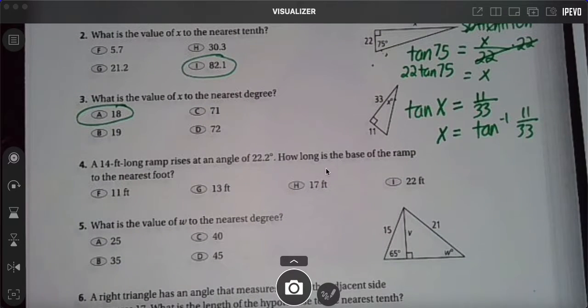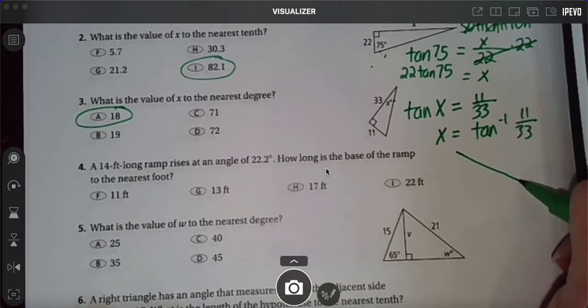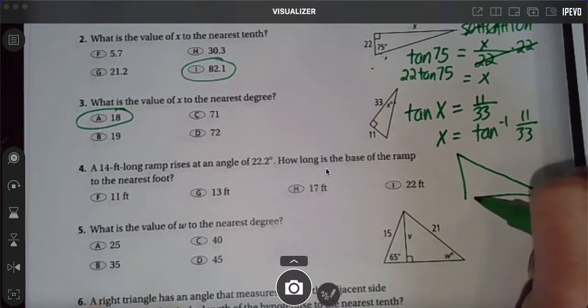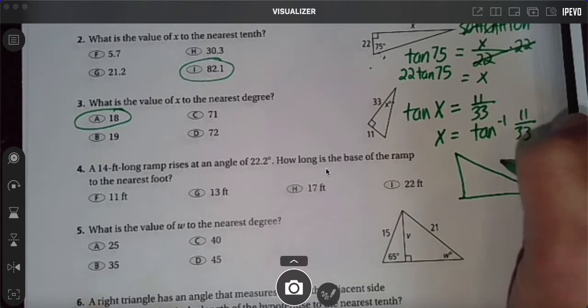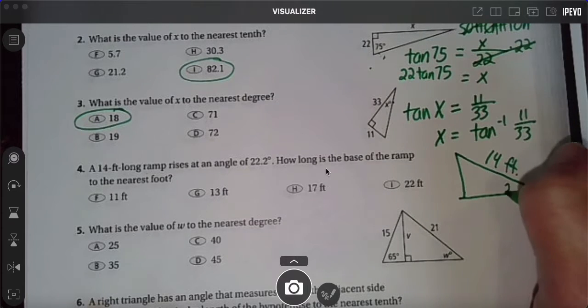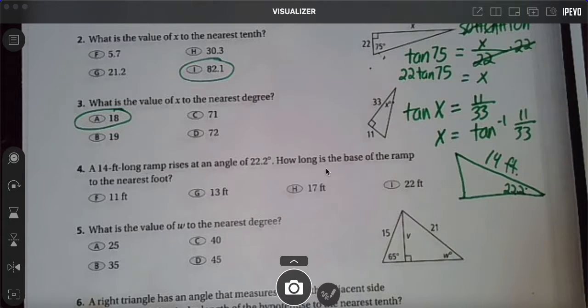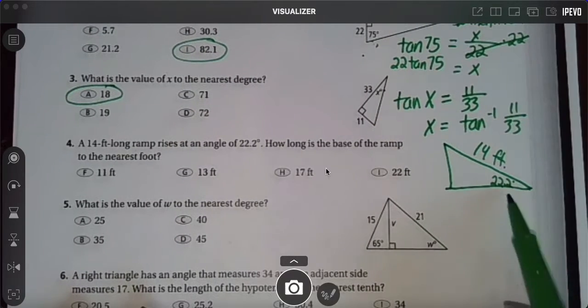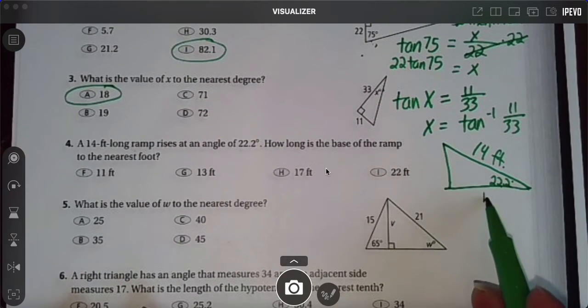A 14-foot long ramp rises at an angle of 22.2 degrees. Y'all, I suggest drawing a picture. A 14-foot long ramp rises at an angle of 22.2 degrees. How long is the base of the ramp? Okay, they want to know this right here.